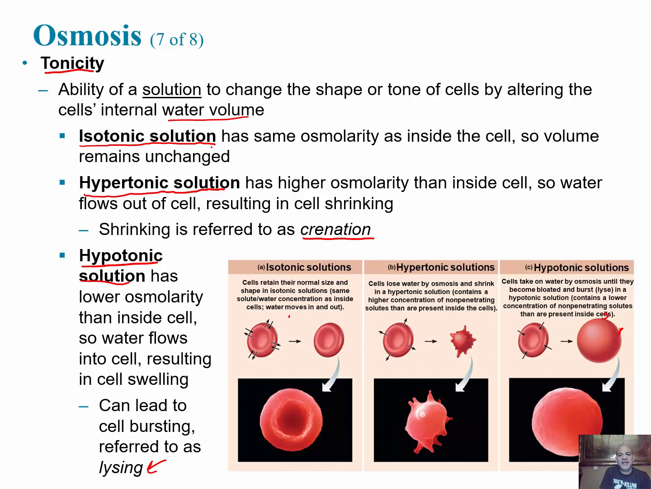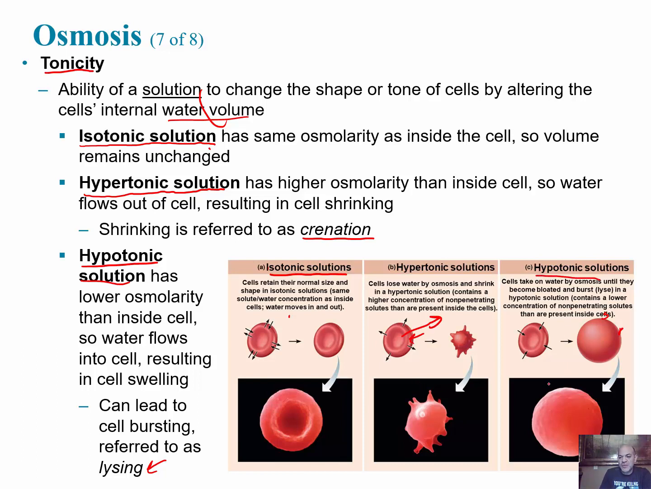And so on the left here, we have our isotonic solution. In that case, there's going to be the same movement inside and out, so no net movement of water. In the case of hypertonic solution, the osmolarity is greater outside, so there's going to be a tendency for more water to move out than to move in. So overall, the cell shrinks or crenates.